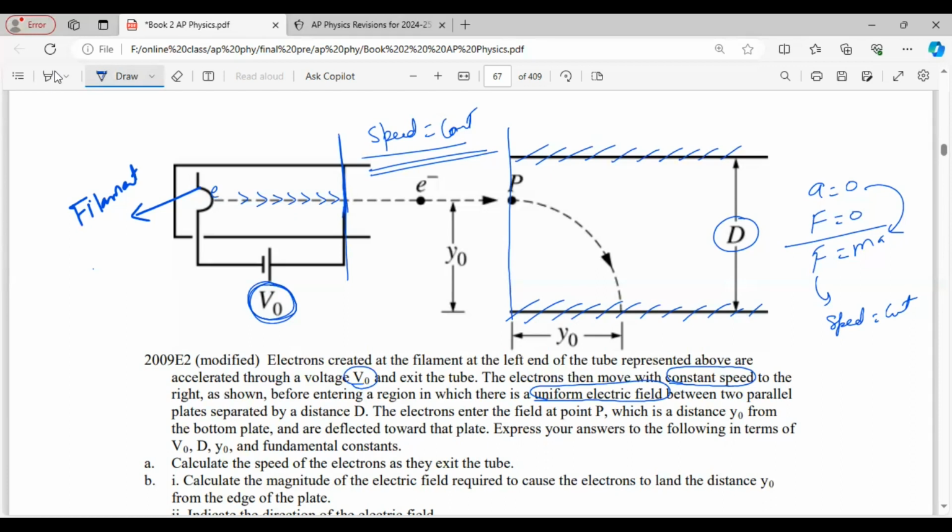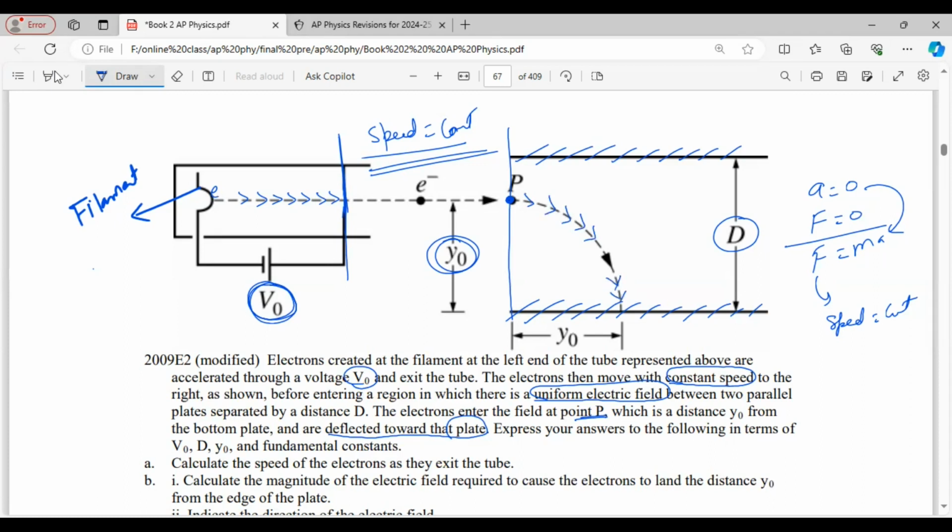So now the electrons enter the field at point P, which is a distance y naught from the bottom plate. It is indicating a y naught distance above the bottom plate, or you can say the height from the bottom plate to point P is y naught, and they are deflected towards the plate. As you can see in the picture, this electron is deflected towards this bottom plate.